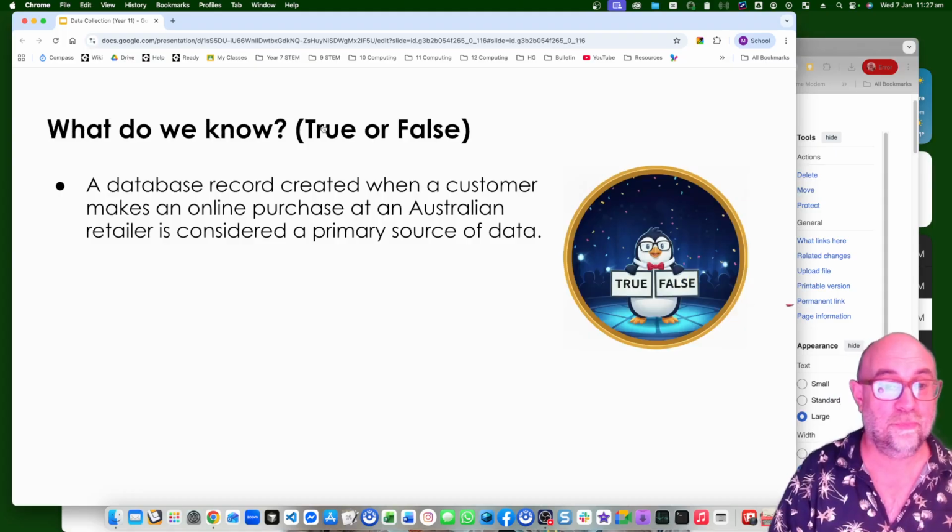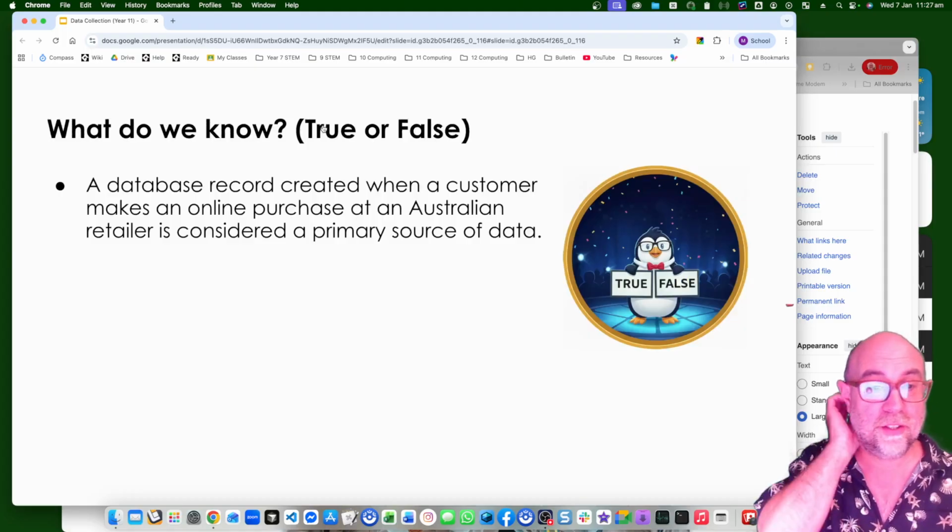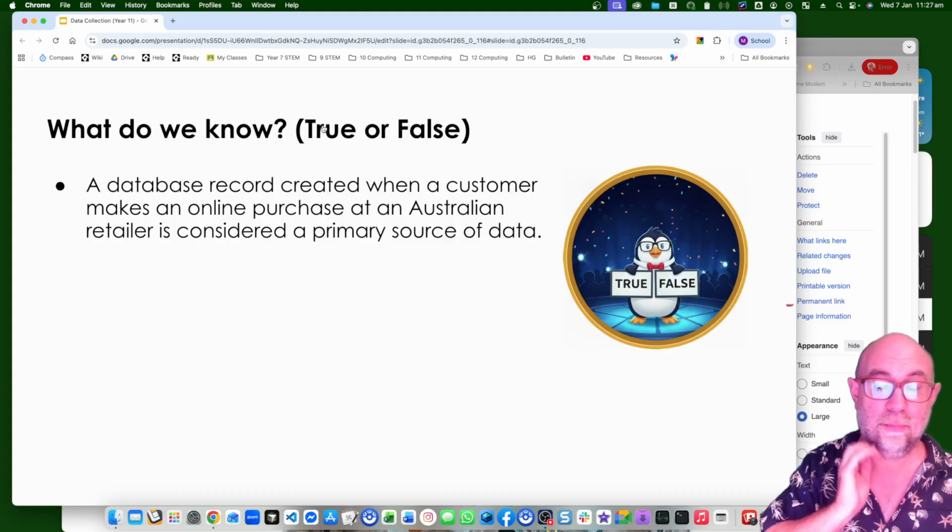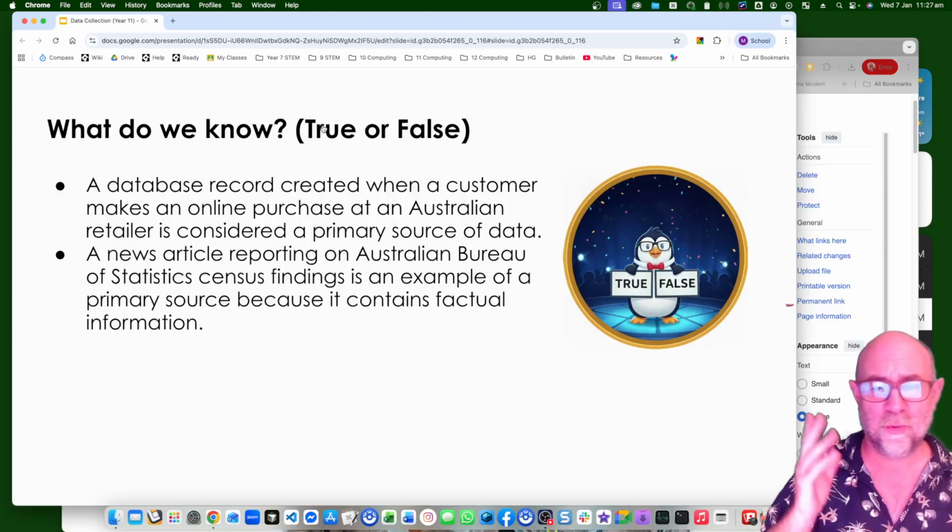So, what do we know? A database record contained when a customer makes an online purchase is a primary source of data. Yeah, of course it is. Yep, that's as raw as it gets.